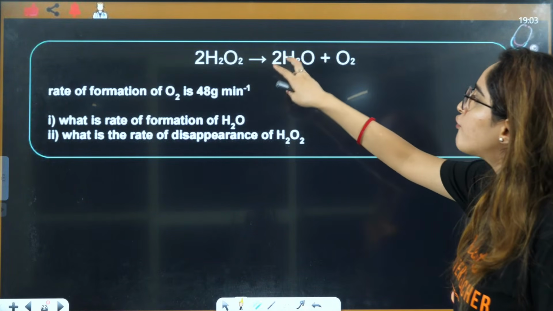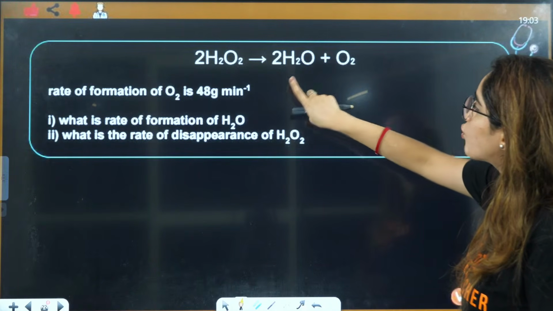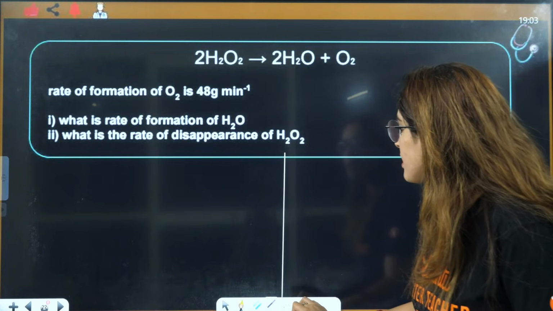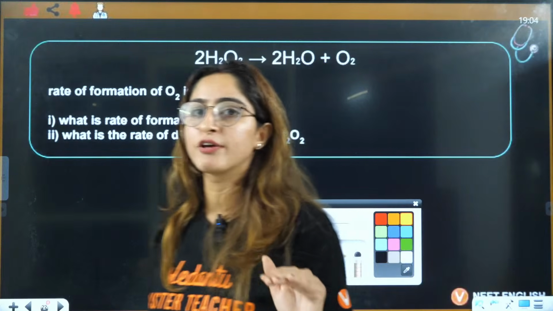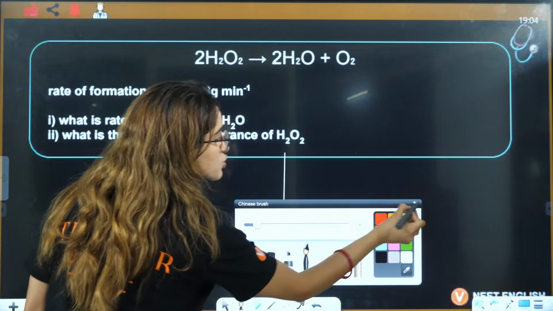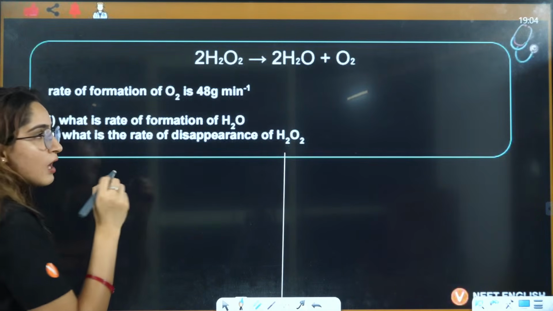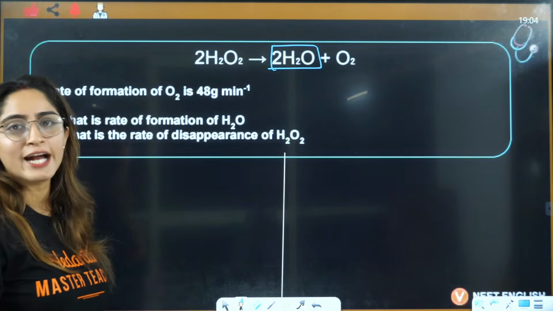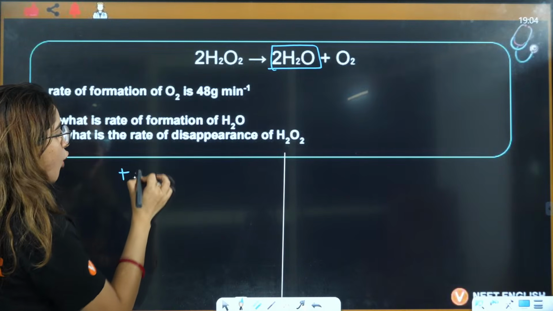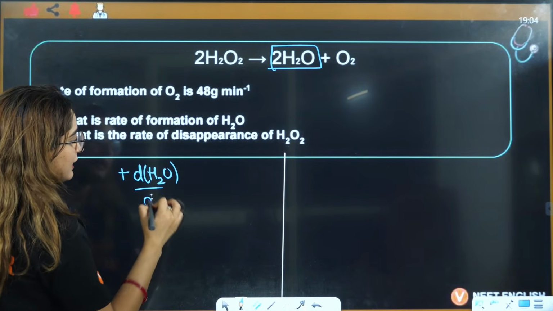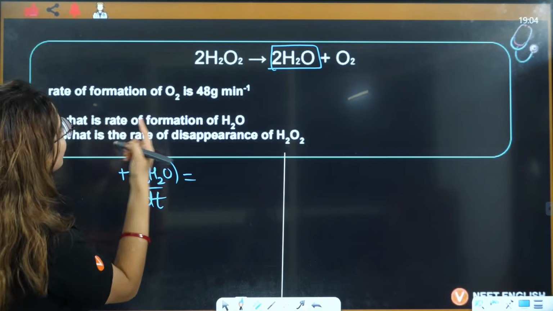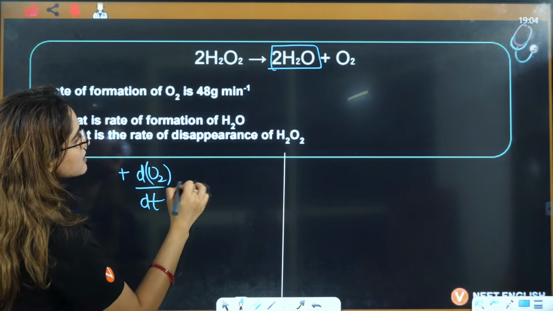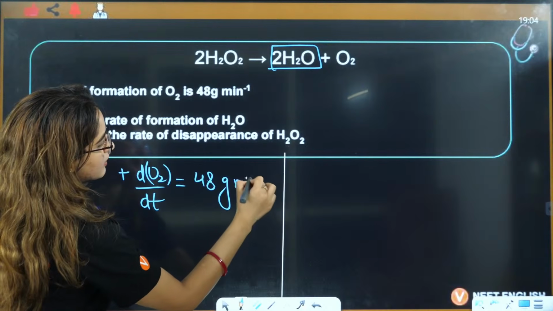So now you have 2 of H2O2 giving rise to 2 of H2O and O2, and this reaction is given to you. They are saying rate of formation of H2O. Okay, so rate of formation of H2O will be what? This is appearance of H2O. Product side means it should be positive. So can I write positive d of H2O by dt? Actually, rate of formation of O2 is given to you, so it will be d of O2 by dt, that is given to be 45 gram per minute.